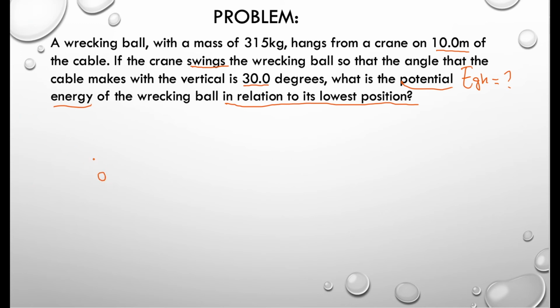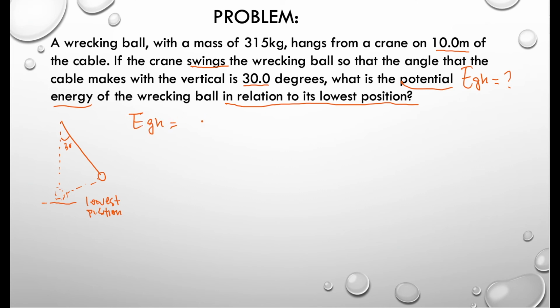And here's the ball, and it is supported by a cable, and the cable makes an angle of 30 degrees to the vertical. So here is where the ball is at the lowest position. So this is the lowest position, and it forms a triangle.